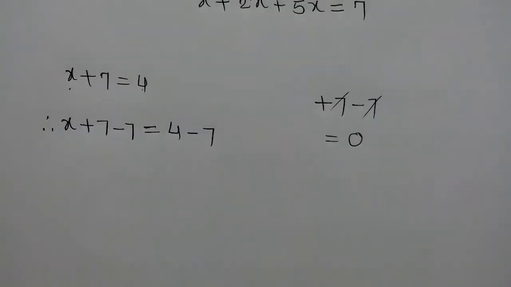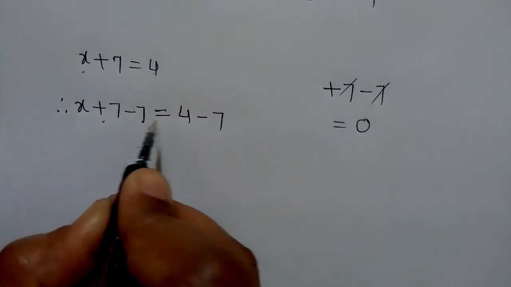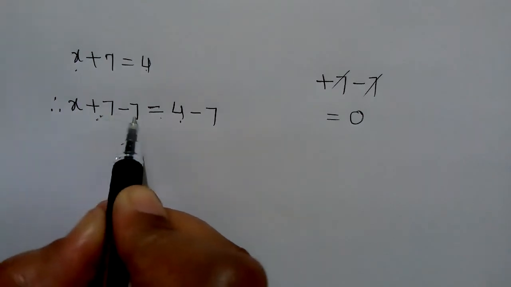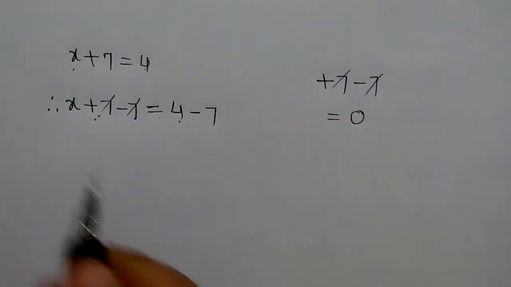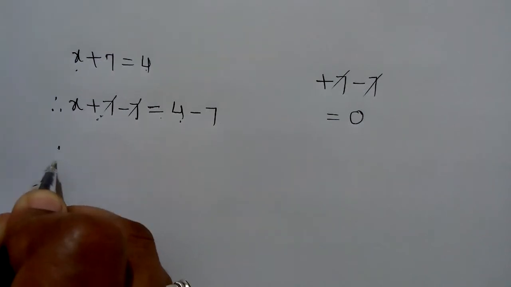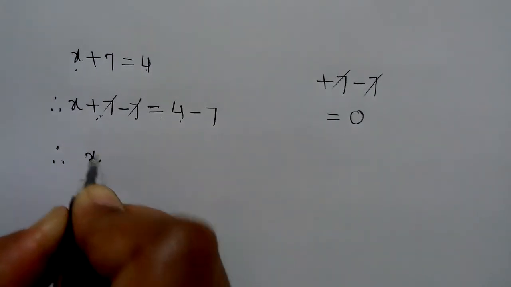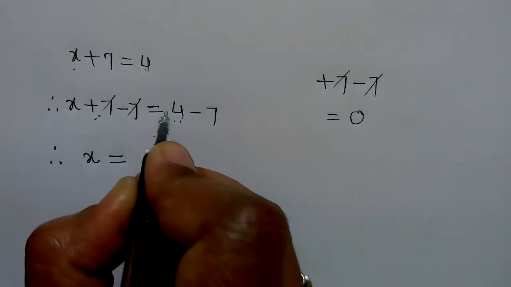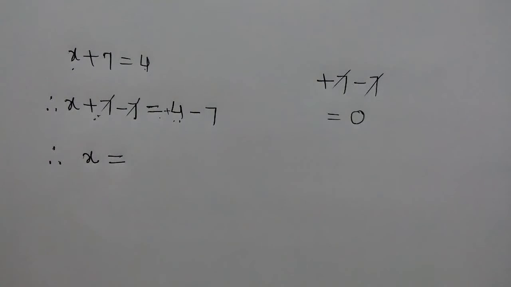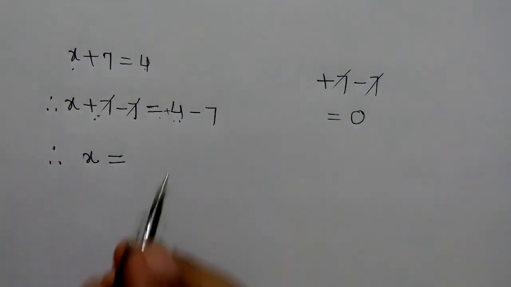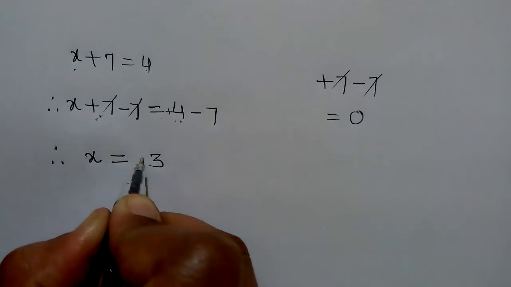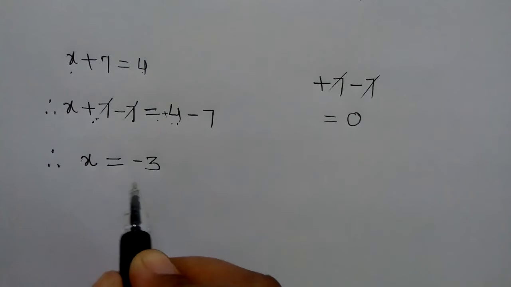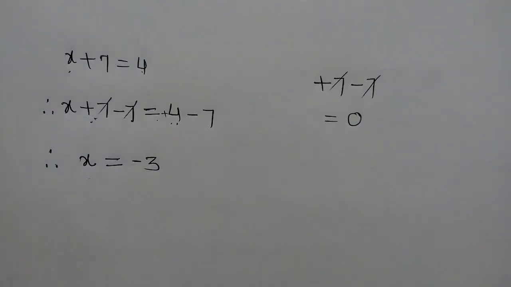So what is there now? x plus 7 minus 7 is equal to 4 minus 7. Now here plus 7 minus 7 will be cancelled. So what remains? On the left side only x is there. And now on the right side 4 minus 7. So 4 minus 7, here positive 4, negative 7. So what will be there? Subtraction gives 3, and the sign of the bigger number, so it will be negative 3. Now here we got the value of x, that is x is equal to negative 3.